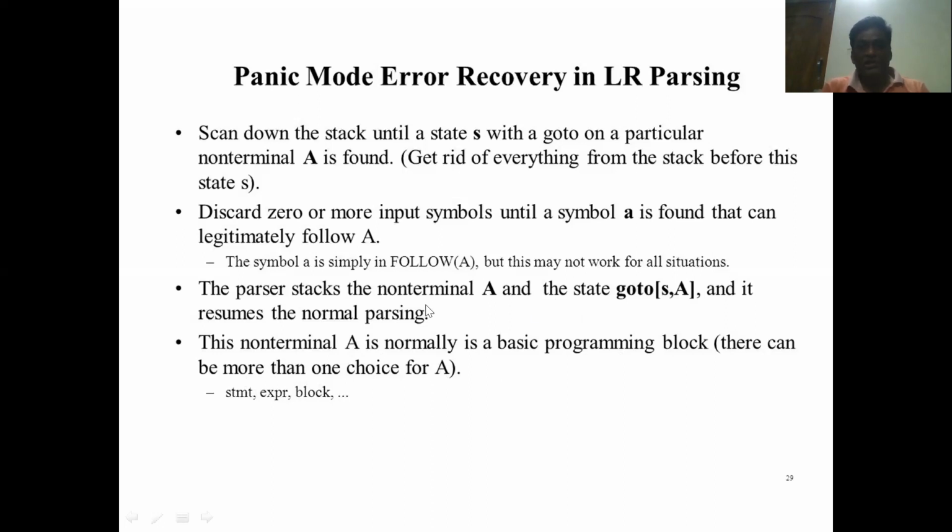Sometimes there may be several go-to actions on this particular state, small s. So you will have multiple options to select from, because s has several go-to actions. Multiple variables will be there, and you can select any of them. There is nothing like you must select this or that only. You can select any of those variables for which the state s has go-to actions.